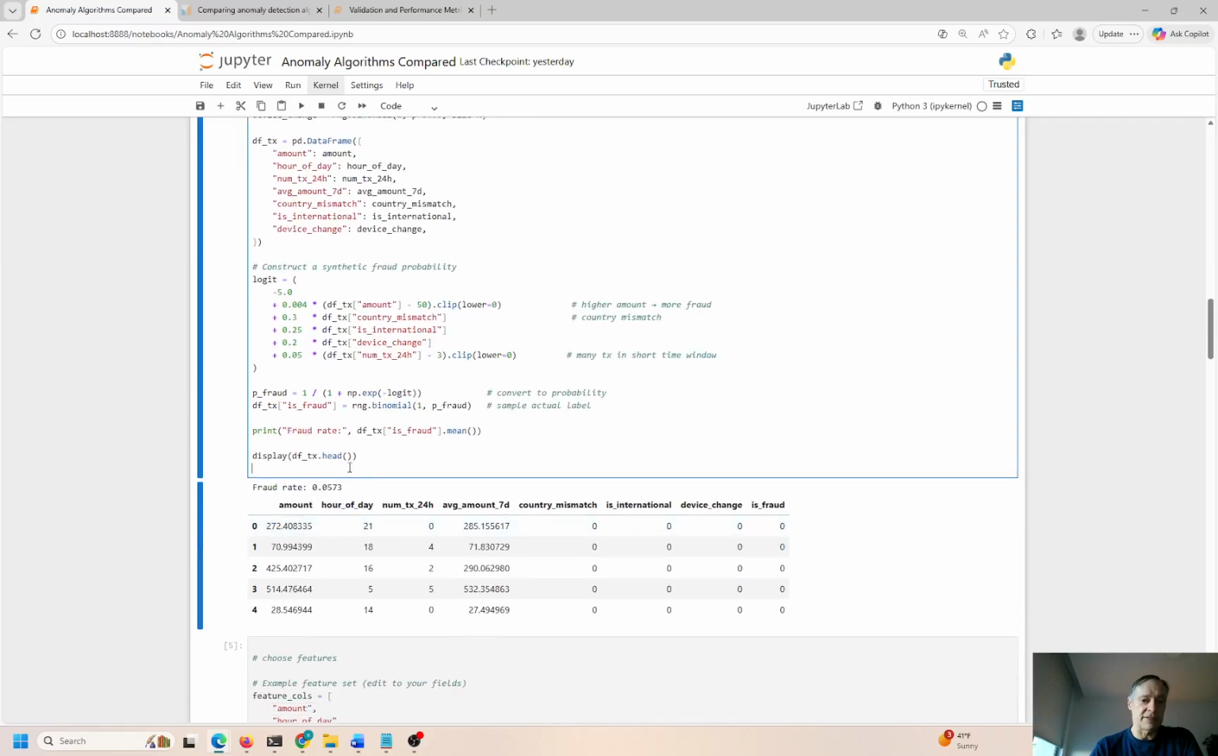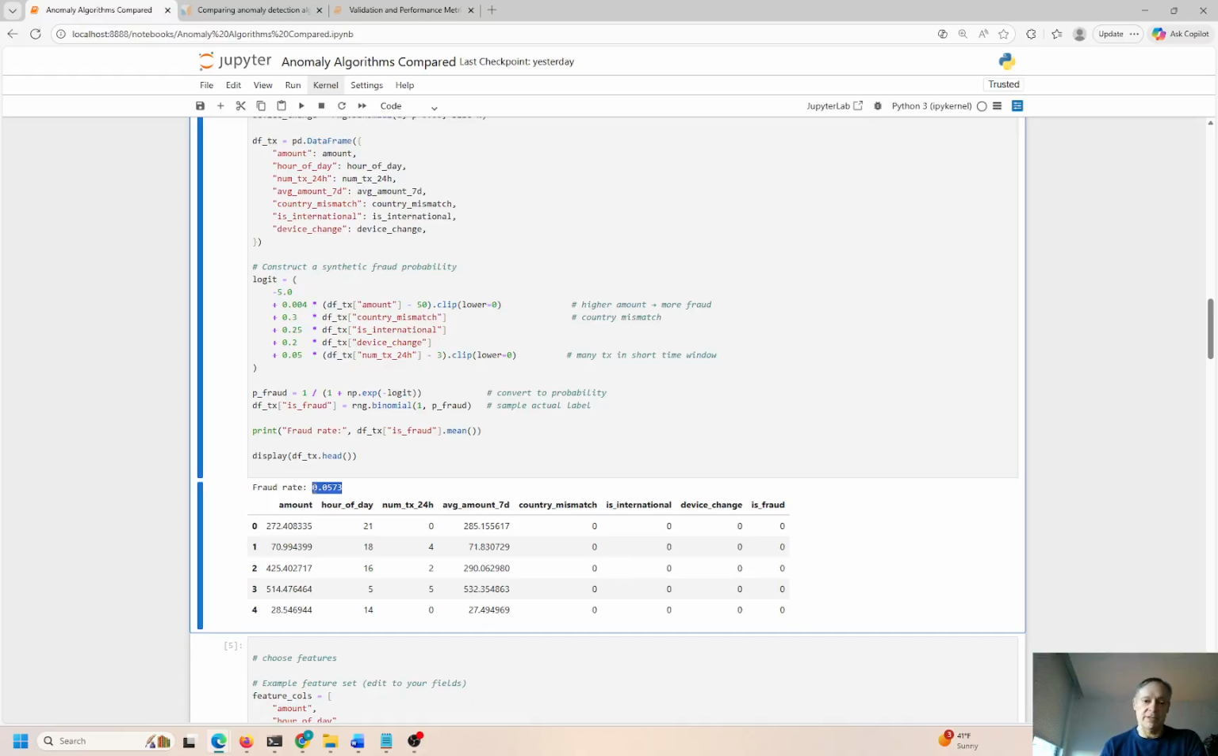So here we have the data frame. The fraud rate in this case is 0.573. So about 5.7% of the time, close to 6% of the time, we actually have fraudulent transactions. It's not too much, right? As you would expect, most transactions are not going to be fraud. If that was, this company would go out of business very quickly.